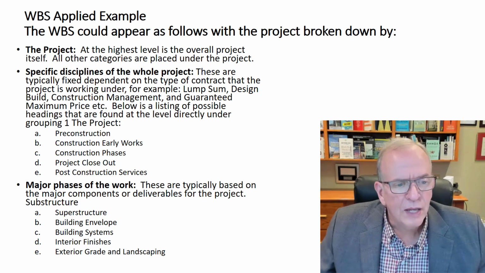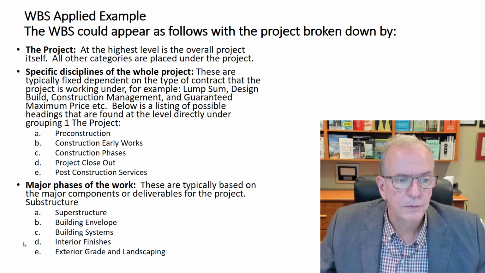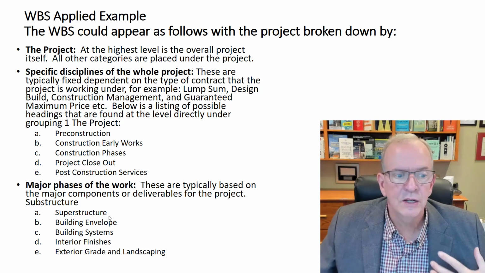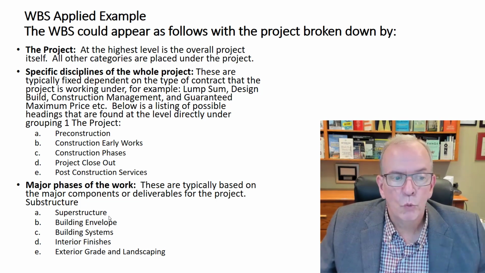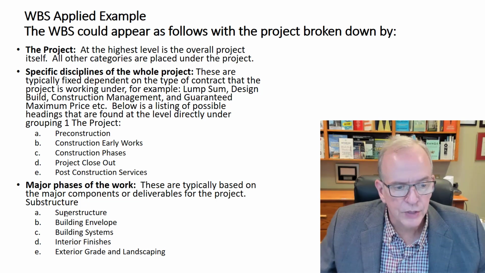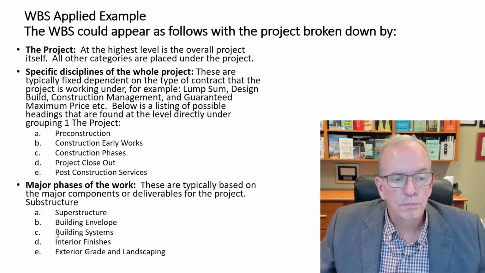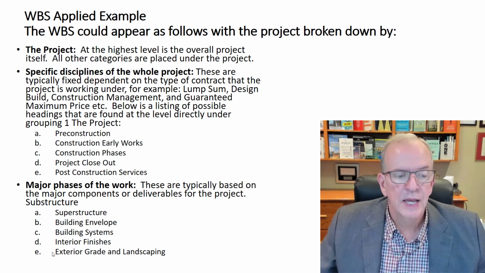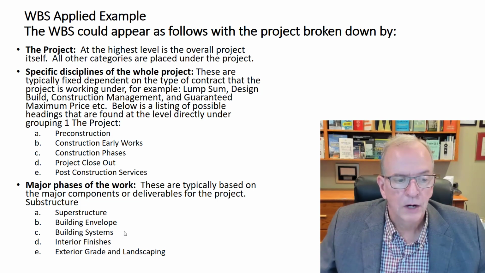Then, if we take a look at construction phases as an example, which would be C, we could think, okay, under construction phases for this particular building, we've got the superstructure. I don't know if it's structural steel, if it's, you name it. I should have substructure there. I don't see it, but I should have substructure, superstructure, building envelope, building systems, interior finishes, exterior grade, and landscaping. All right, that would be the next example under construction phases.